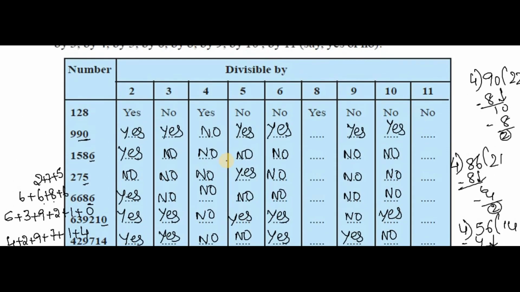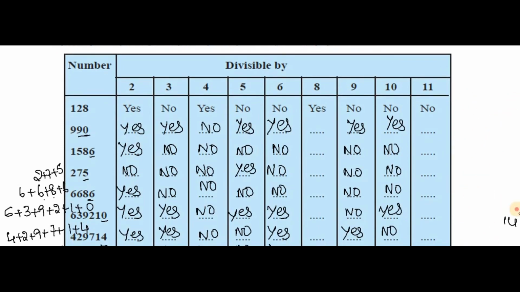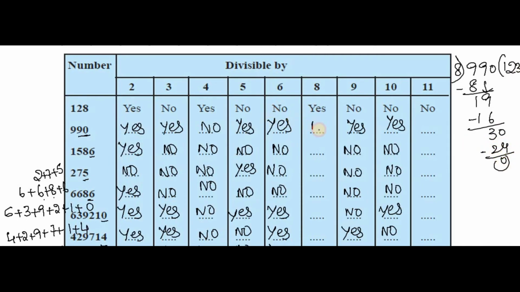Now we will check for the 8 table. I'll just clear this place. Okay. Now for the 8 table we should check whether the number formed by the last 3 digits is a multiple of 8. If it is divisible by 8, then the number is divisible by 8. So 990, 8 ones are 8, 8 twos are 16, 30, 8 threes are 24. So it is not divisible.